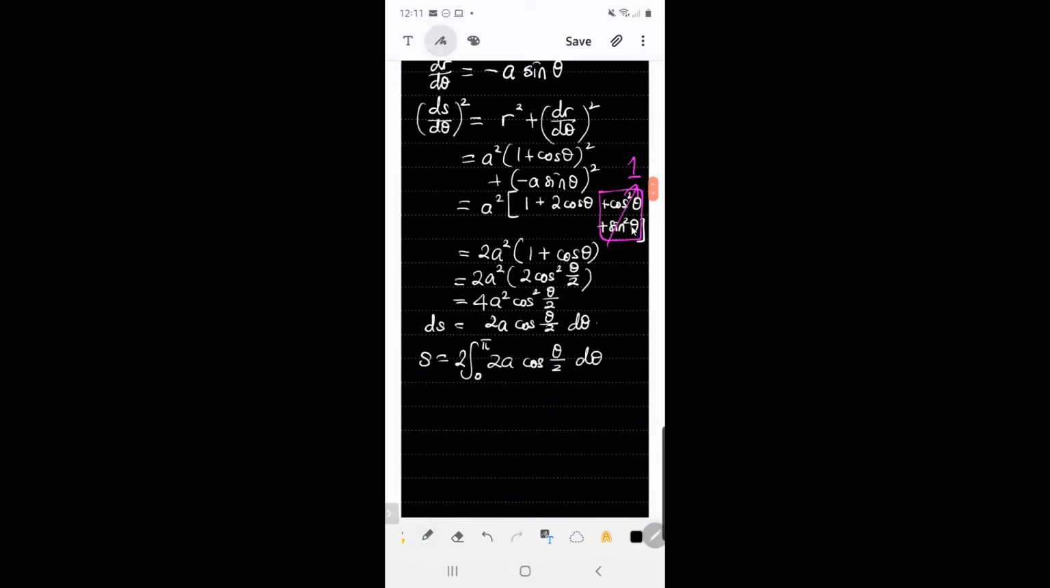You get the answer already. So therefore, you have 4a. All these constants you move out. Then you integrate cos(θ/2). If you integrate cos(θ/2), you get sin(θ/2) divided by 1/2. Then you integrate from 0 to π. I try to simplify the numbers first before I sub in the limits, otherwise a lot of things to write. So I have 8a sin(θ/2) from 0 to π.